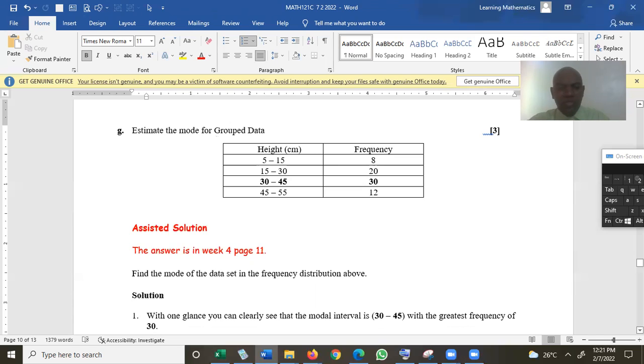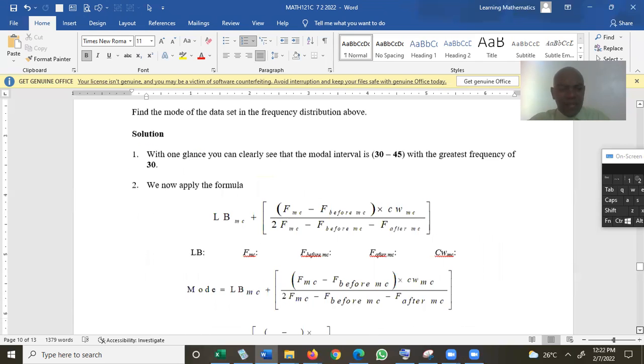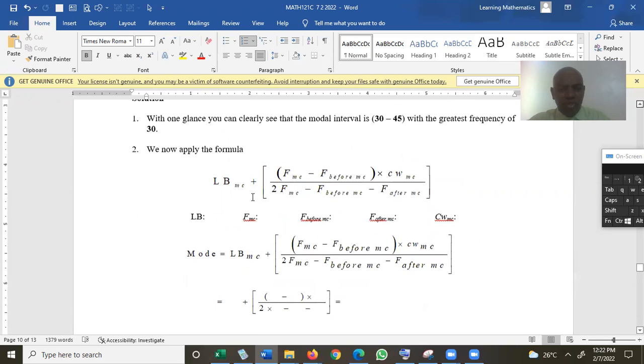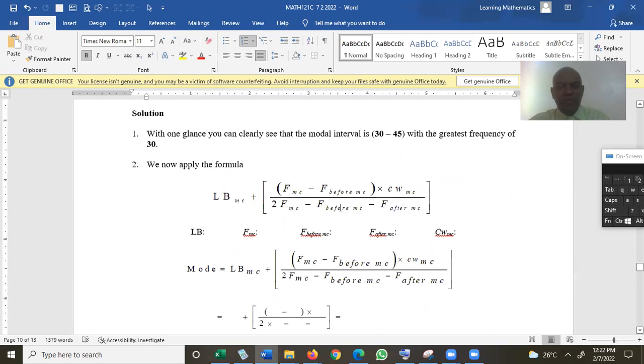So the modal interval, the modal class, is important when you're finding the mode. To use this formula, we need the lower boundary of the modal class, the modal group, the modal interval, which is 30. We need the frequency of the modal class, which is also 30. So that 30 came from here, and that 30 came from here. Two different 30s: the lower boundary and the greatest frequency.